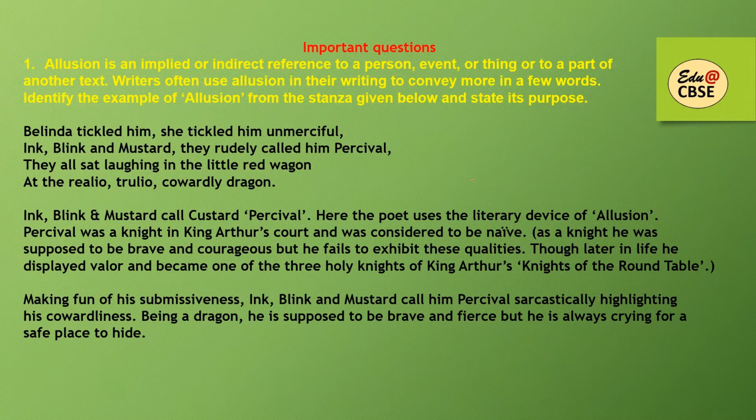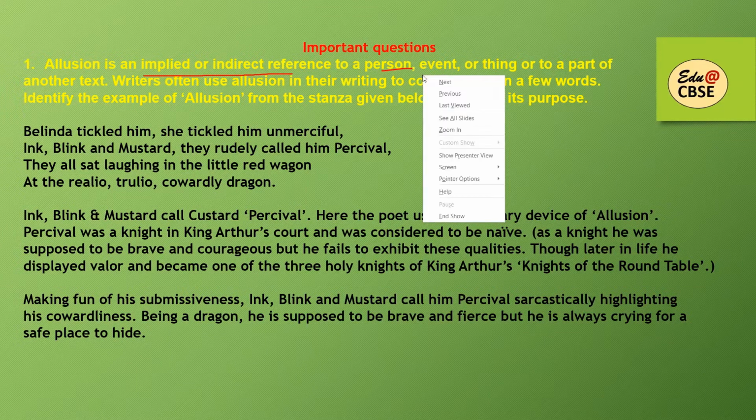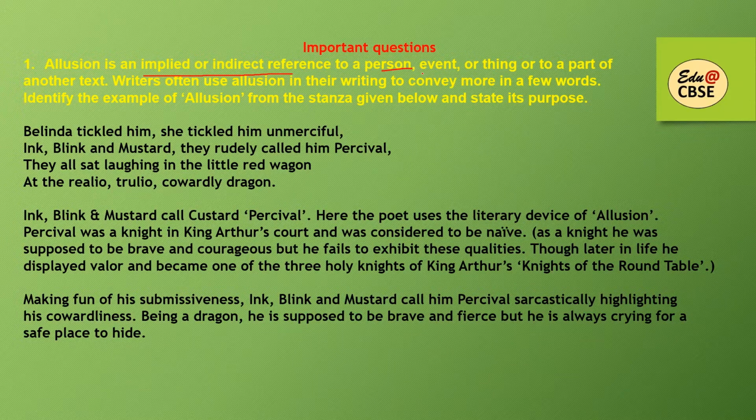Important ones. Allusion is an implied or indirect reference to a person, event or thing, or to a part of another text. Writers often use allusion in their writing to convey more in a few words. Identify the example of allusion from the stanza given below and state its purpose. So allusion क्या है? Implied or indirect एक reference है. It can be to a person, it can be to an event or to a thing or to a part from another text. So हमने अब इस stanza में से allusion find out करनी है.